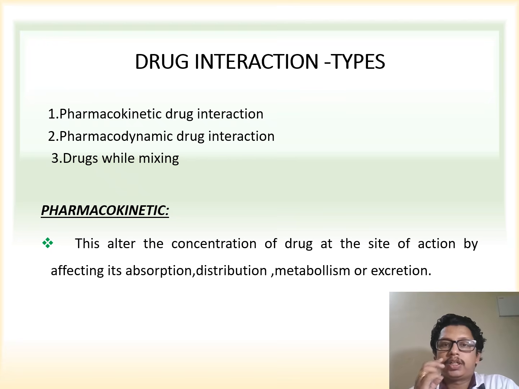If you consider drug-drug interactions, the main three types are: one is PK, second is PD, and third is drug mixing. Pharmacokinetic interactions alter the concentration of the drug at the site of action by affecting its absorption, distribution, metabolism, and excretion.